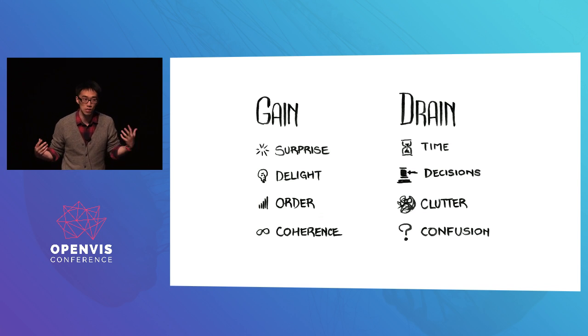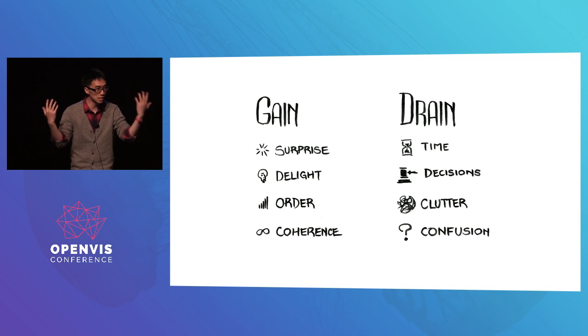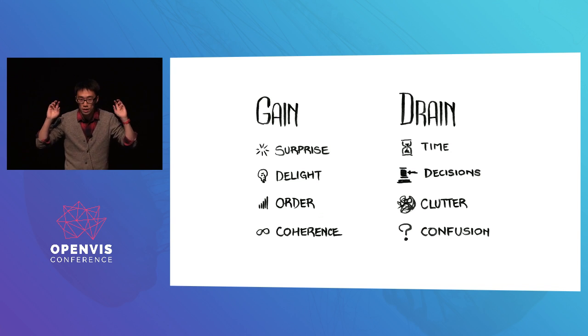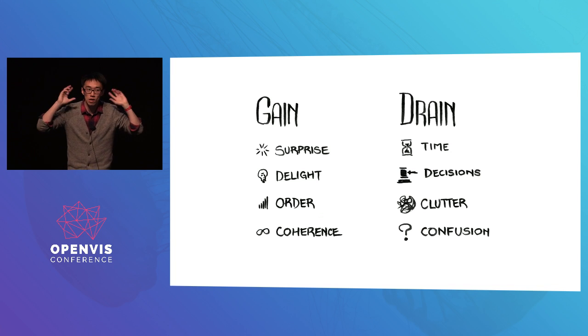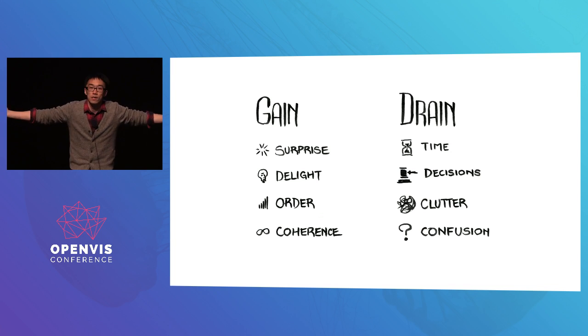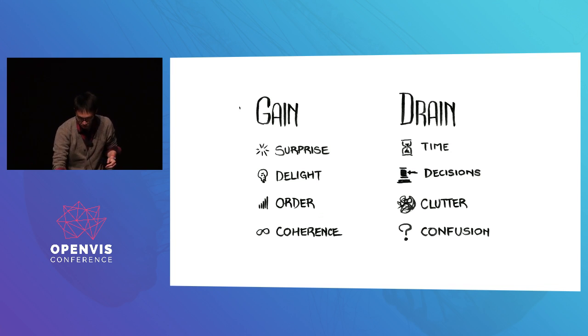Clutter takes attention. If something is disorganized, I can't make sense of it, your brain is trying really hard. And so if you can remove the clutter, then your brain is not trying to make sense of all that stuff. It's focused on what you need to pay attention to. And lastly, confusion drains attention for reasons I've already kind of mentioned. So these are things that drain attention.